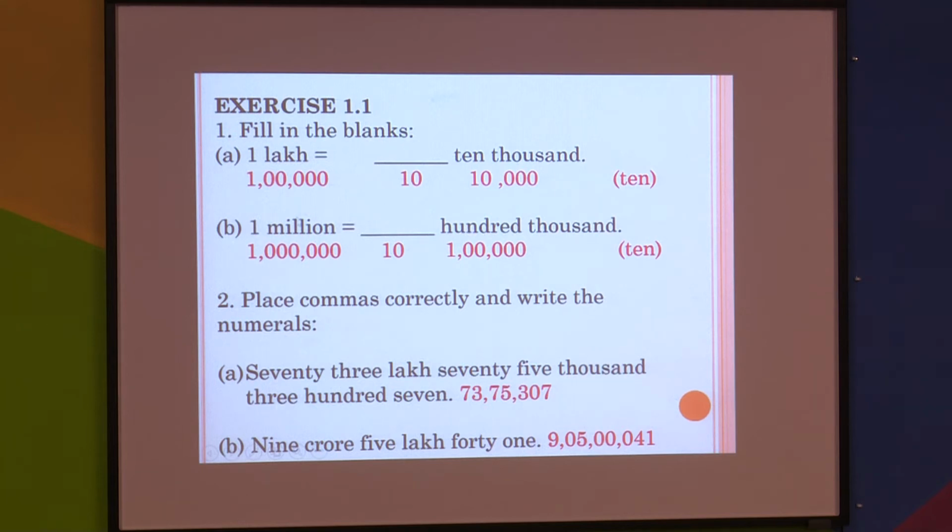Next question, 1 million is equal to dash 100,000. So again we'll write the same question in the number form, 1 million. Then next, 100,000. We have written 100,000 in the number form, and 100,000 when multiplied by which number do we get 1 million? It's 10. So the answer is 1 million is equal to 10 times 100,000.